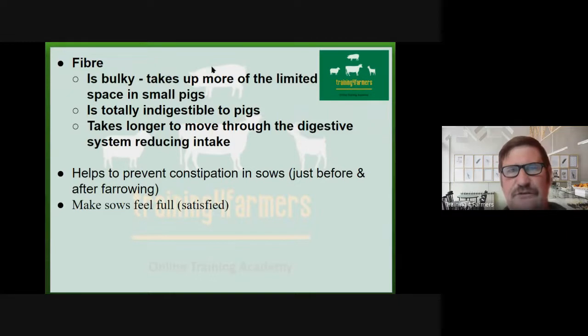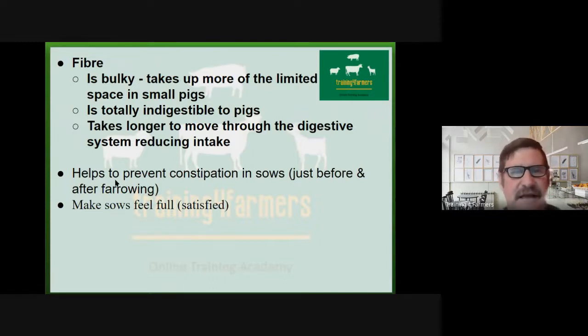So when you've got limited space, like in small pigs and so on, it's a very bad thing. It is totally indigestible to pigs and humans. It takes longer to move through the digestive system. So it doesn't just take up more space, it also moves slower through. The slower it moves, the fewer refills you can have per day, and it brings your total daily intake down, which means your growth rate is going down, which means your money making is going down, and so not a good thing at all.